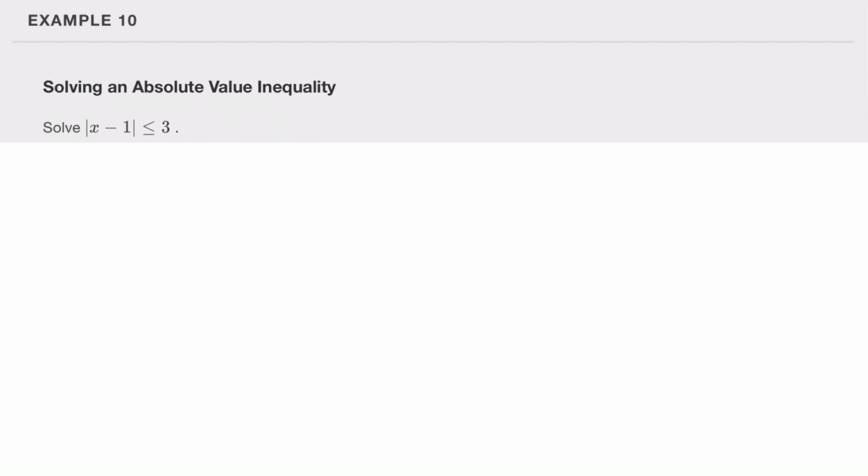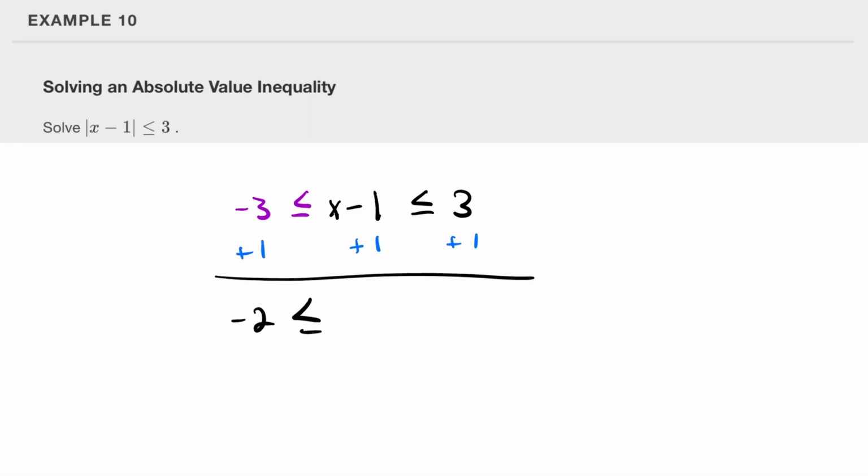Let me think. Okay, so when it's less than, for something like this, you just rewrite it without the absolute value. So we're going to say x minus 1 is less than or equal to 3. And then we tack on, I'll do it in purple, this other part. Okay, then we just solve this by adding 1 to all 3 parts: plus 1, and plus 1. On the left, we get negative 2, we get our x, and we get 4. So we're talking about all the numbers from negative 2 to 4, including the endpoints.